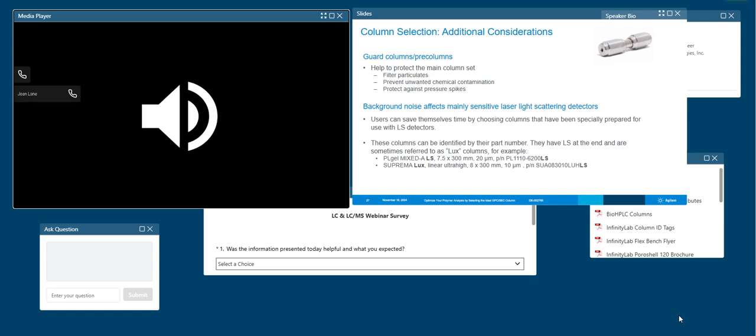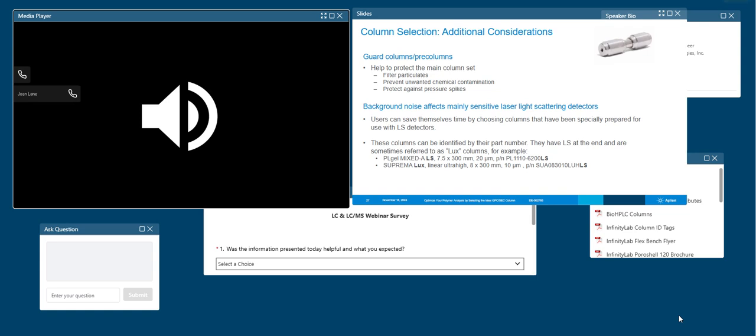In a lot of the last slides we went through, I mentioned for a lot of the product families, we have columns that are recommended for use with light scattering detectors. Often those working with these detectors will make mention about background or baseline noise and how this can be an issue. This noise can come from both one's mobile phase or it can sometimes come from the columns. You've probably heard of particle shedding.